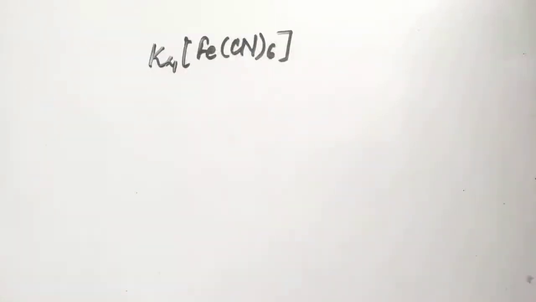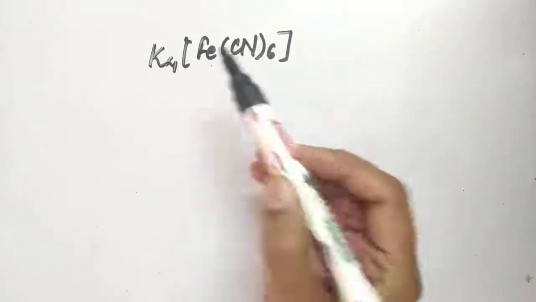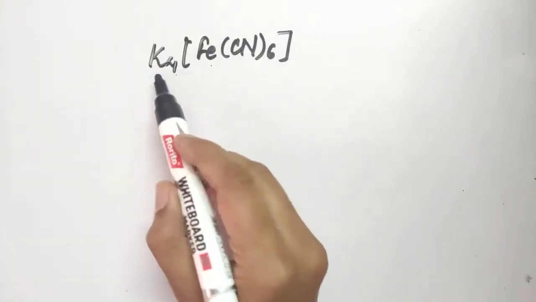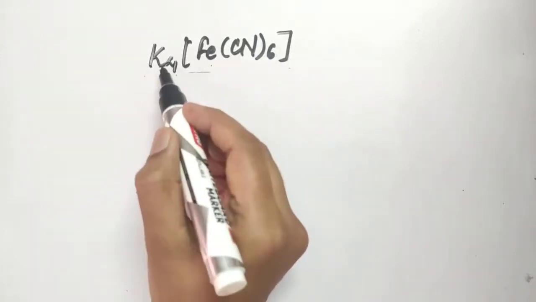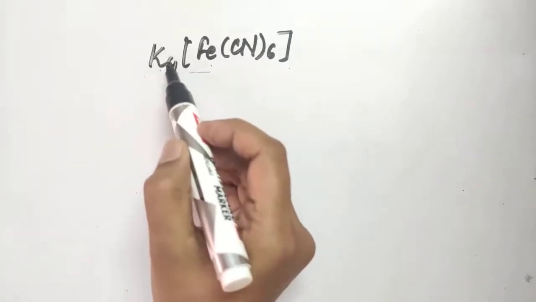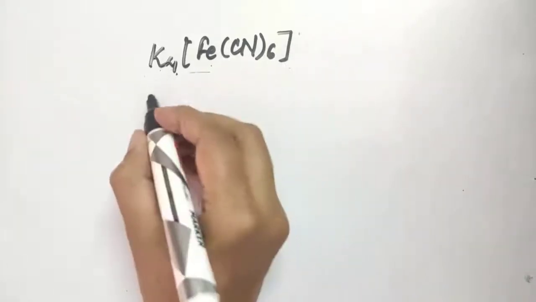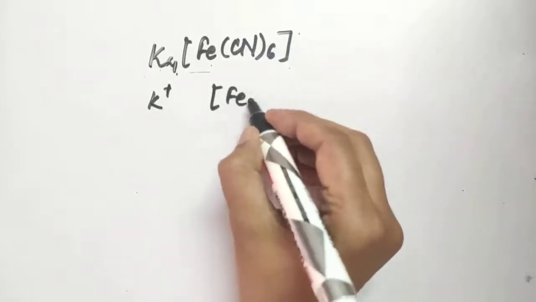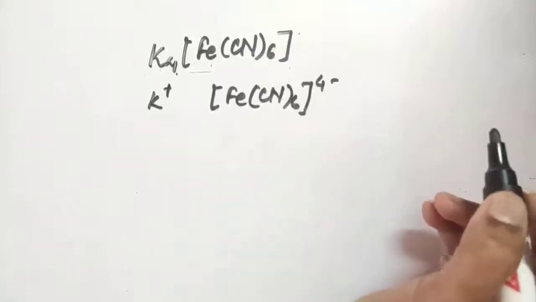Potassium ferrocyanide. Here we have to calculate the oxidation state of iron. Potassium is a simple ion, a counter ion, and this is the complex ion. If we remove the potassium, there are 4 potassium ions and they are positive, so there must be a 4 negative charge outside the complex. So we can say that this is K positive and the complex is Fe(CN)6 with 4 negative charge.